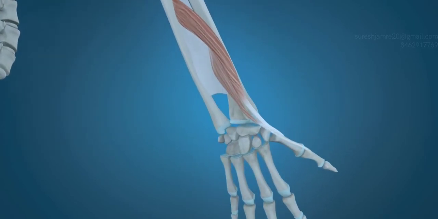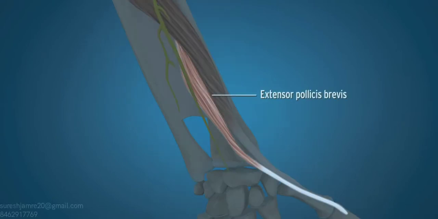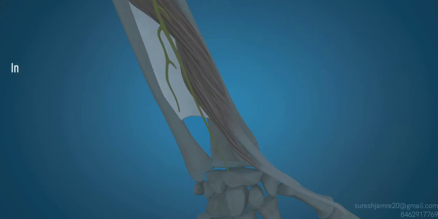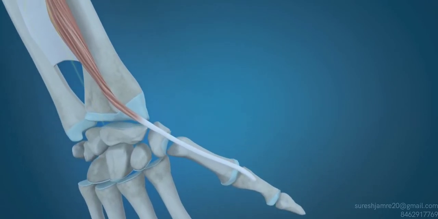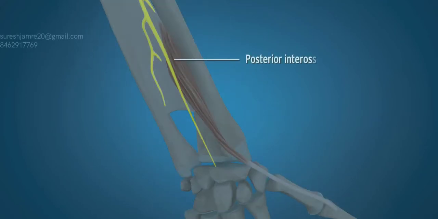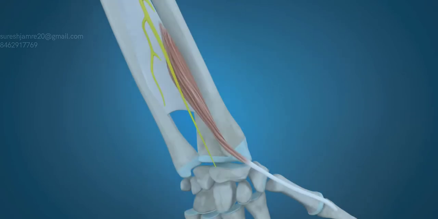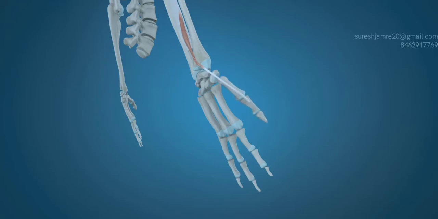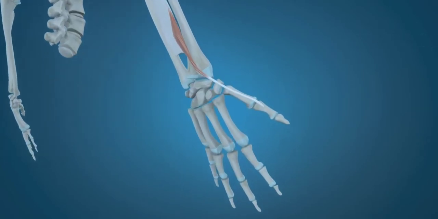Extensor pollicis brevis. Origin: posterior surface of the radius below abductor pollicis longus and adjacent interosseous membrane. Insertion: dorsal surface of the base of the proximal phalanx of the thumb. Innervation: posterior interosseous nerve C7, C8. Action: extends the metacarpophalangeal joints of the thumb. Can also extend the carpo-metacarpal joint of the thumb.